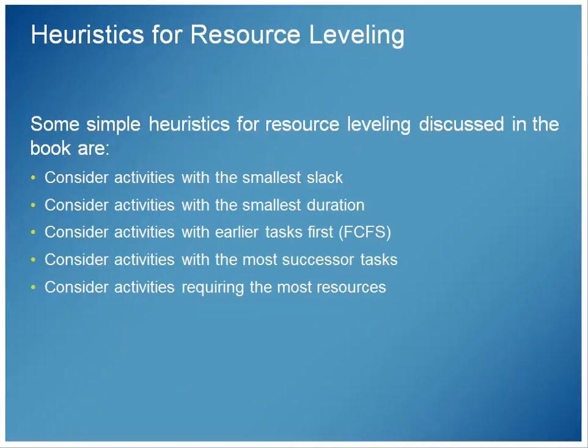So we're talking about leveling. The reason we had that little tangent there is our fourth rule was to level based on heuristics. So what are some heuristics for leveling? These 5 are discussed in the book. Consider activities with the smallest slack. They might be candidates for leveling. Consider the activities with the smallest duration. Activities that are earlier in the task, early task first come, first serve.